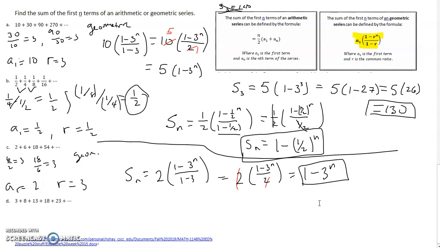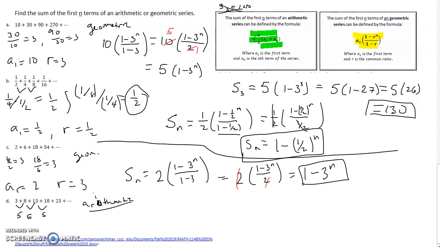All right, one last one. Let's check for arithmetic series. 8 minus 3 is 5, and 13 minus 8 is 5, and 18 minus 13 is 5. So we know that this is an arithmetic sequence, right? So this is arithmetic. Sorry about that. All right, so we're going to work with this arithmetic formula right here.